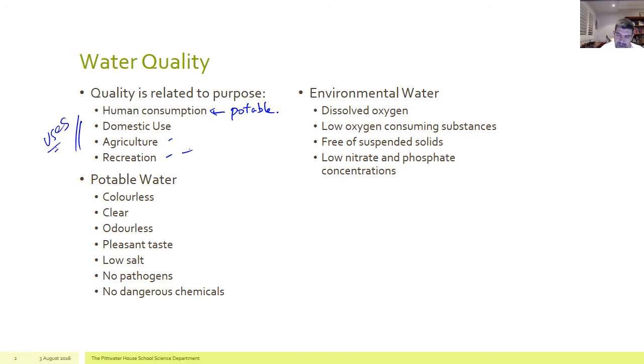For example, often where we do a lot of boating, there can be fuels that have been spilled into the water. And so whilst the water might be suitable for boating, it may not necessarily be suitable for fishing. The fish that are caught there may not be suitable for eating.